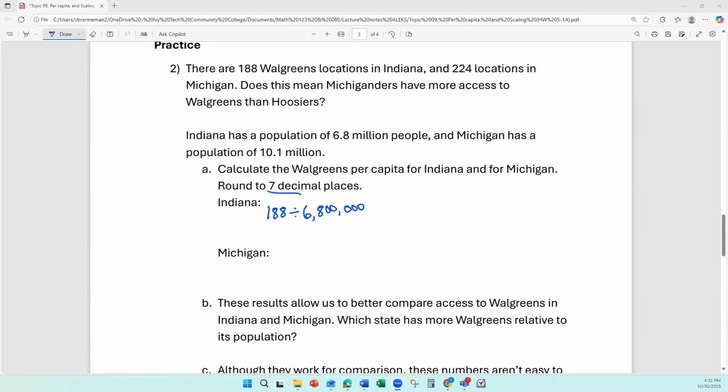Okay, so 188 divided by 6.8 million. Depending on your calculator, it may give you the decimal form, which is 0.000027 6 followed by a 4, so it rounds down to 6.